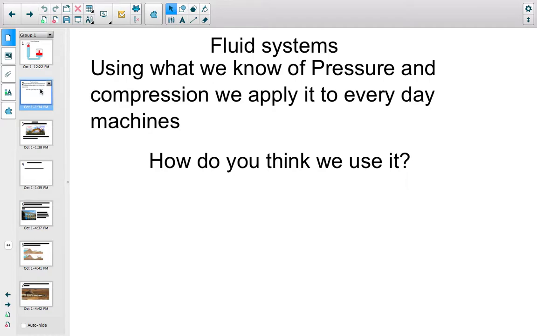So in class, we'll be talking about, well, how do you think we use pressure in everyday machines or everyday tools? And some people may give different answers. And if you're watching this at home, I want you to think about what type of machines or what type of tools do we use that involve high pressure or fluid systems, or think fluids under pressure, for example.